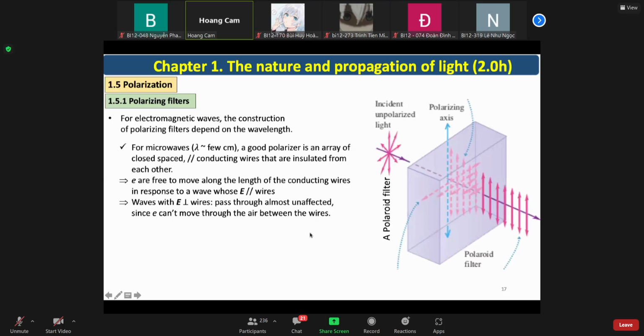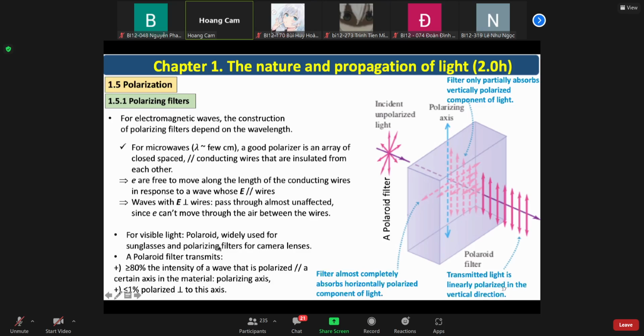For example, firstly, if we deal with this wavelength range, the microwaves, that means like a few centimeter wavelength. So not in the optical range, right? The optical one should be in the visible range we normally consider. So it should be very short, but for microwaves, the wavelength should be quite long. And in that case, a good polarizer is an array of closely spaced parallel conducting wires that are insulated from each other, and that's how we can filter in this kind of direction.